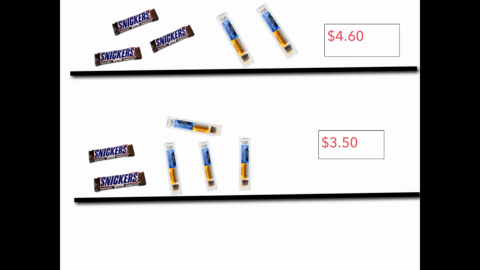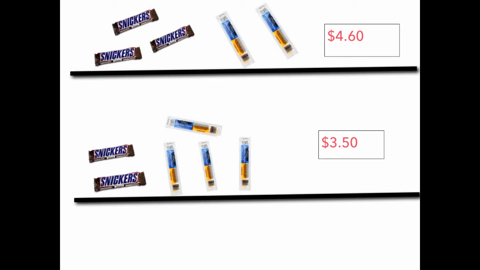Now we want to work on translating a word problem into a system of equations. So here's one example. We have pictures, just like the one you're going to get in class. If we buy 3 Snickers bars and 2 cheese sticks and it costs us $4.60, then the next day we bought 2 Snickers bars and 4 cheese sticks and it costs us $3.50. How can we write that into two equations?